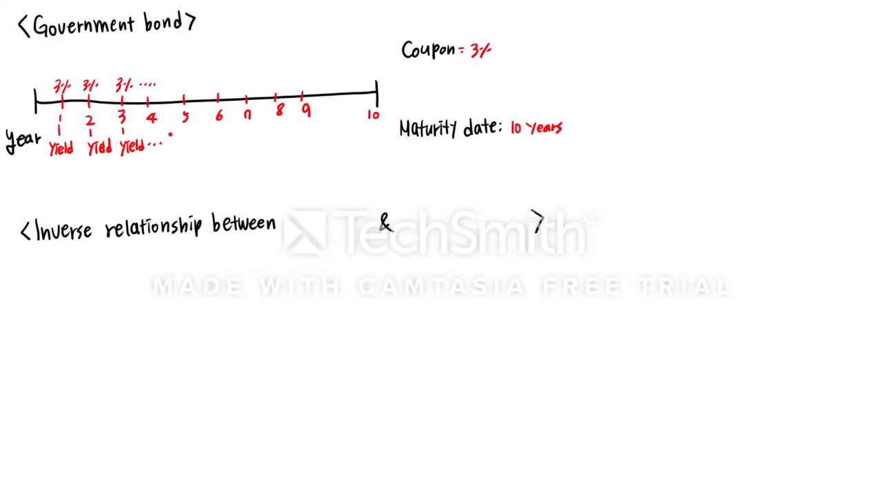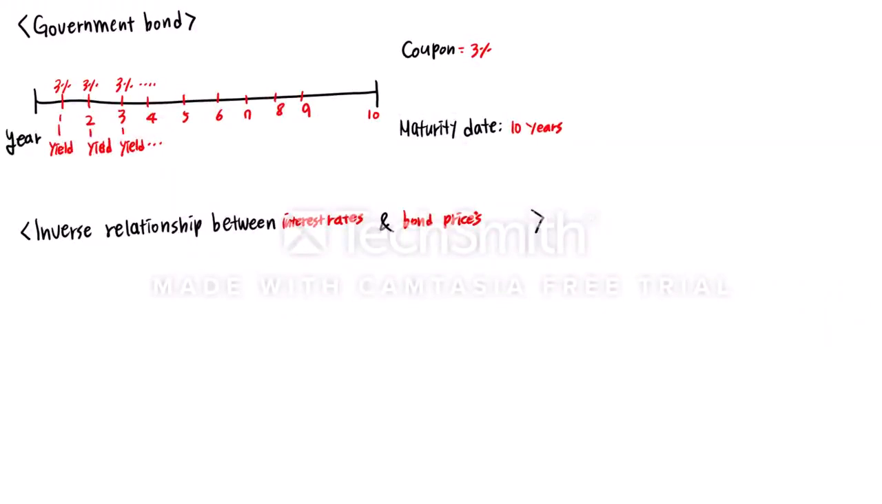And then let's talk about the inverse relationship between interest rates and bond prices. There is an inverse relationship between interest rates and bond prices, which means when interest rates rise, the bond prices go down. This is because the face value of a bond is always fixed. Imagine the interest rates changing while the face value is fixed.